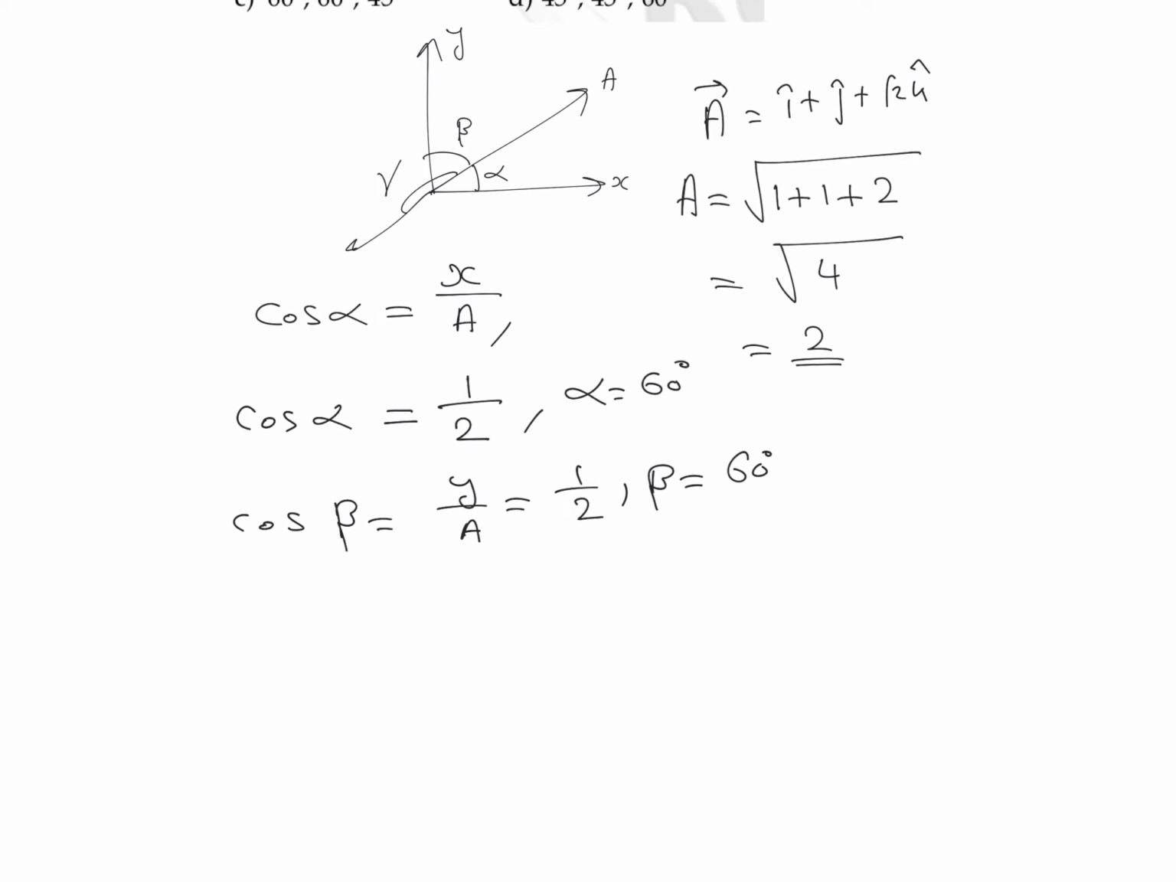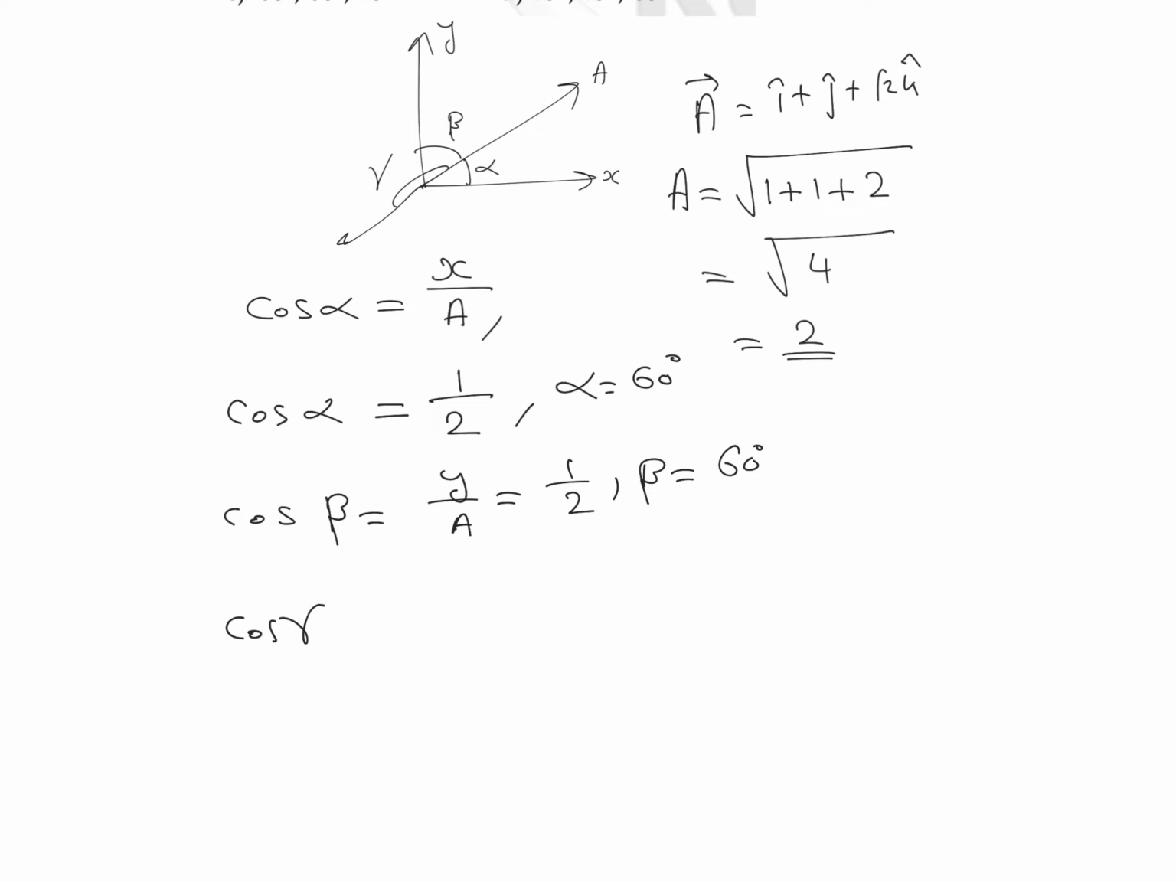Like that we can find out the value of cos gamma, that is z component divided by a. Z component is root 2 divided by 2, which is 1 by root 2. So we can write the value of cos gamma is nothing but 1 by root 2. That means gamma is equal to nothing but 45 degree.